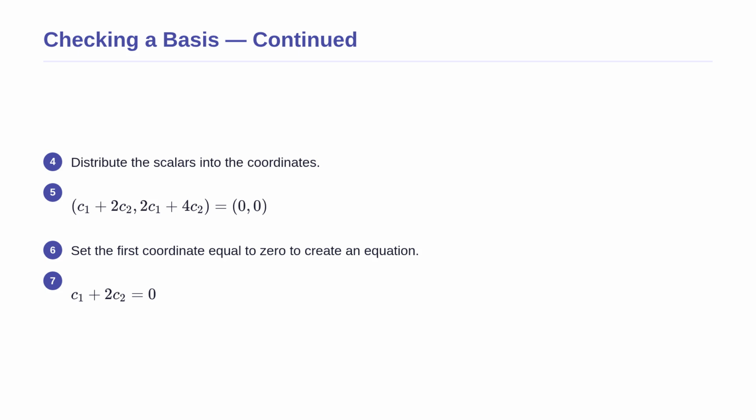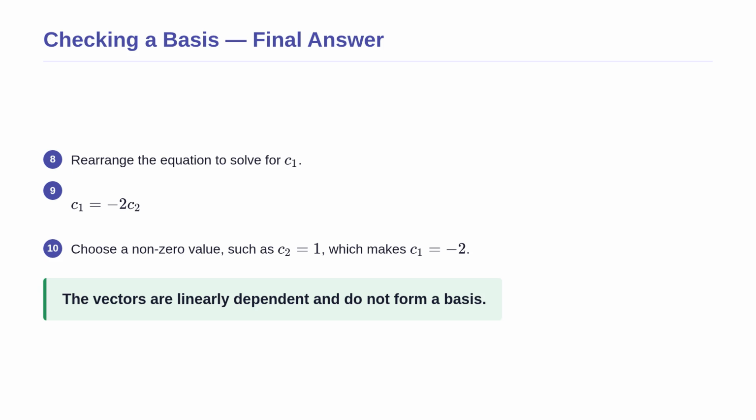By looking at this specific equation, we can start to see if our scalars are absolutely forced to be zero or if other possibilities exist. Now, let us finalize our check. By moving the C2 term to the other side of our equation, we see that C1 is exactly negative 2 times C2. This is a crucial discovery.